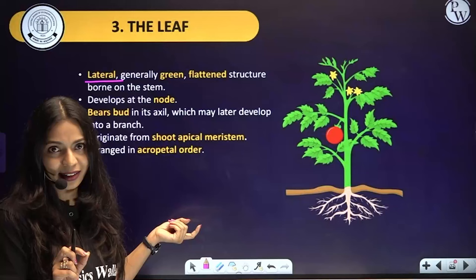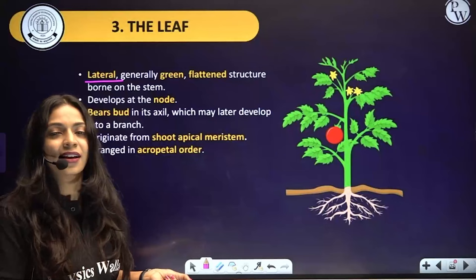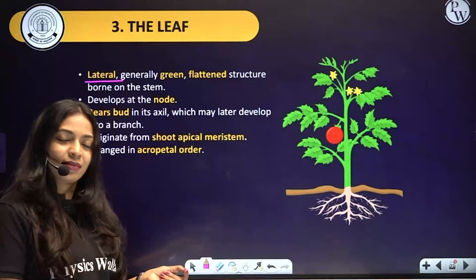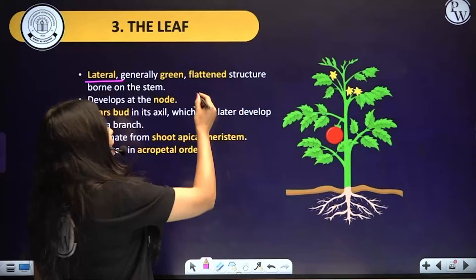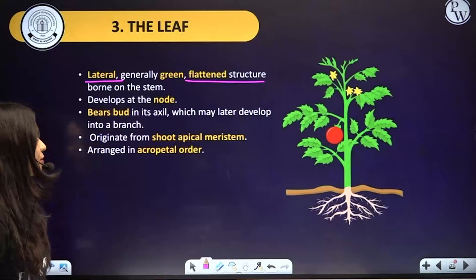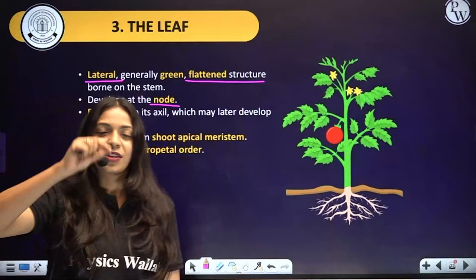Where the stem was green, but the leaves were like spines. They were like tiny prickly structures emerging out of the stem where it is not green. So there are plants where leaves are not green. So they are generally green, but of course we have exceptions. And they are flat structures. They are flattened structures. They are borne on the stem, which is very clear. They develop at the node. This I've already told you when I discussed stem. On the stem, there are specific regions from which the leaves arise, which are called the nodes.